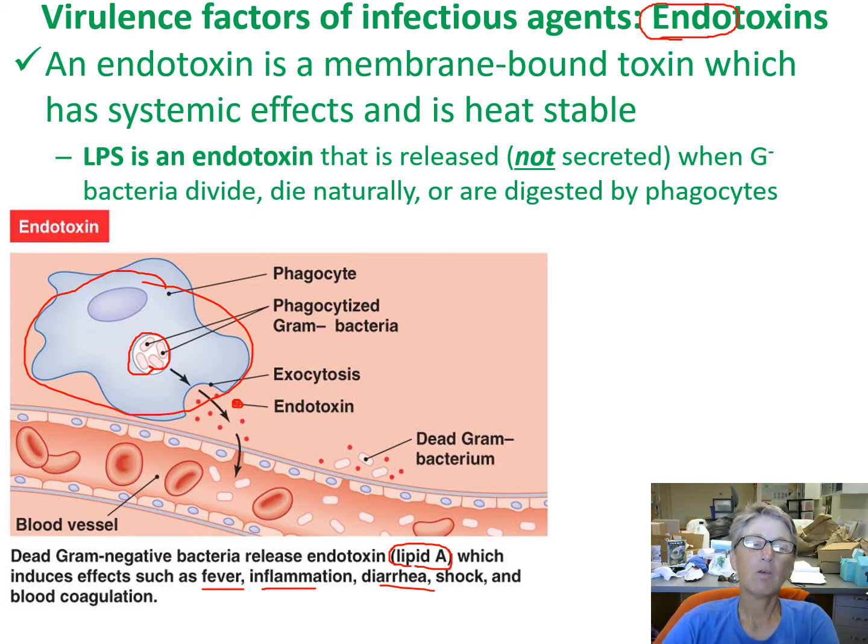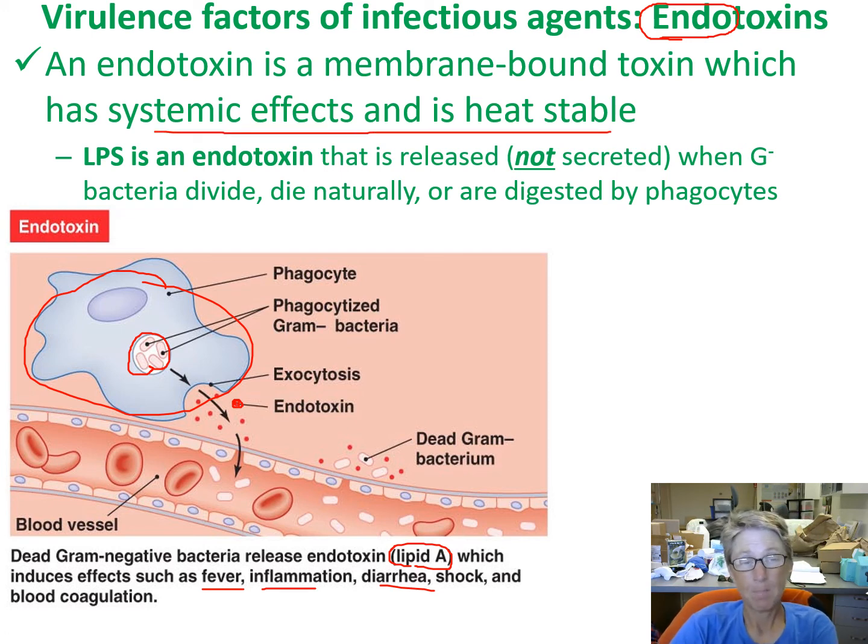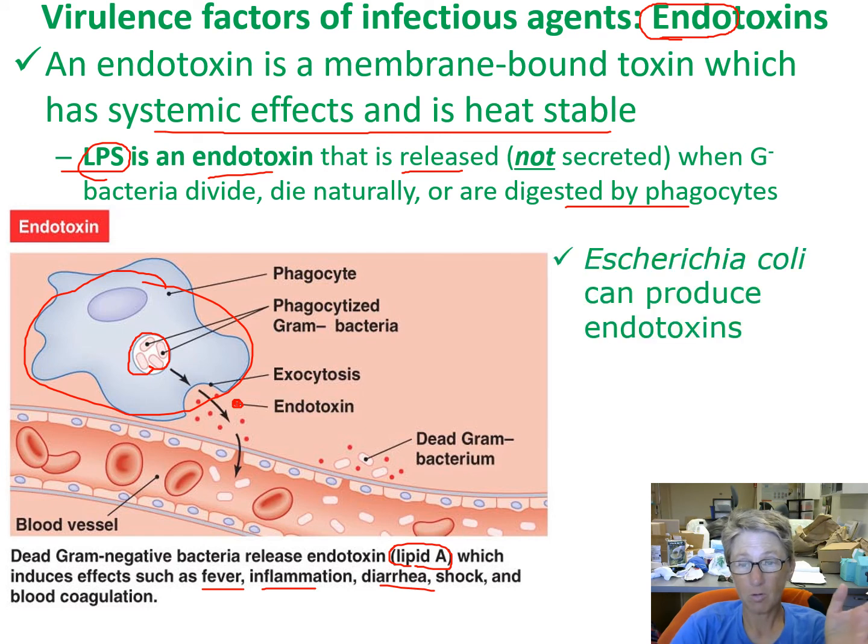So an endotoxin in general is a membrane-bound toxin which has systemic effects, and it's heat stable. And then I gave you the example of LPS. Endotoxins are released when gram-negative bacteria divide or die or are digested by phagocytes, as we talked about in the cartoon. They're not secreted. Endotoxins are not secreted. E. coli can produce endotoxins.